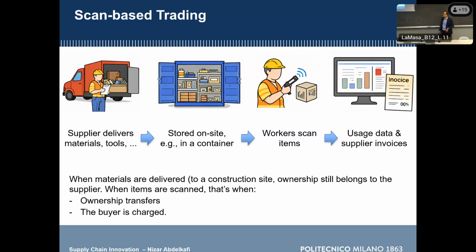Good. So when materials are delivered to the extraction site, ownership still belongs to the supplier. And this is relevant. As long as the materials are placed in the container, they belong to the supplier. They do not change ownership. Starting from the moment they are scanned, because this signals getting the component and using it perhaps afterwards, this will trigger an ownership change from the supplier to the manufacturing company. Ownership is transferred, and then the buyer will be charged, which is the construction company. Does it make sense? Did you understand everything?